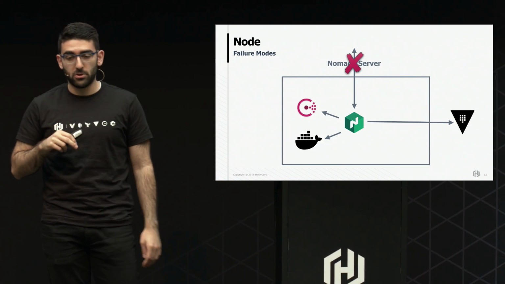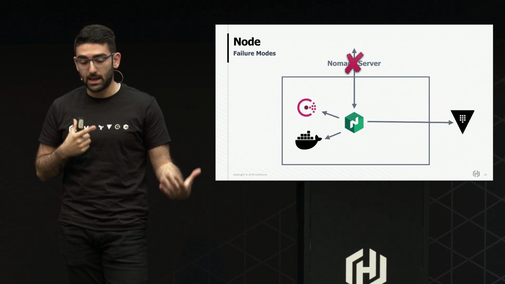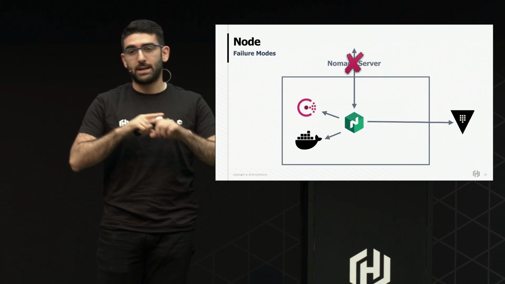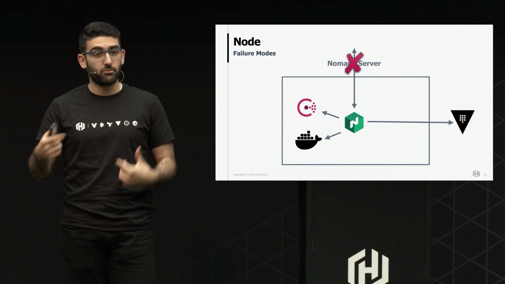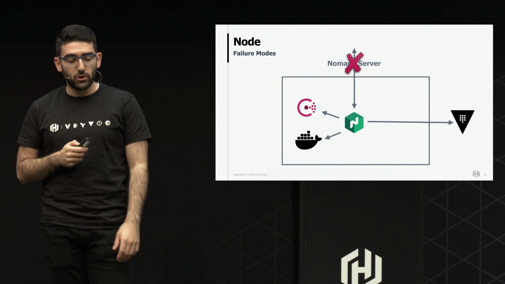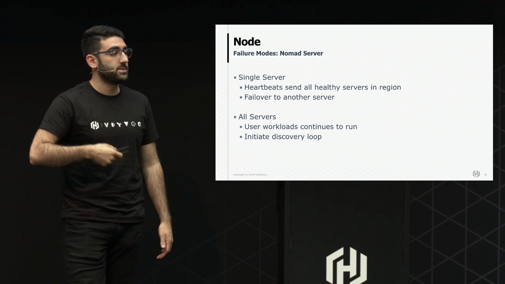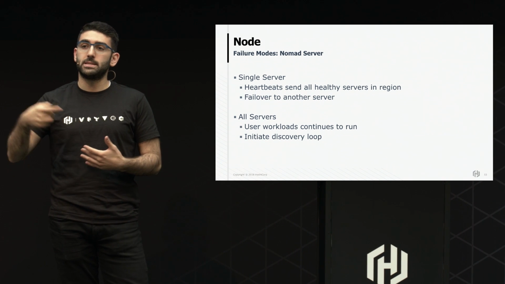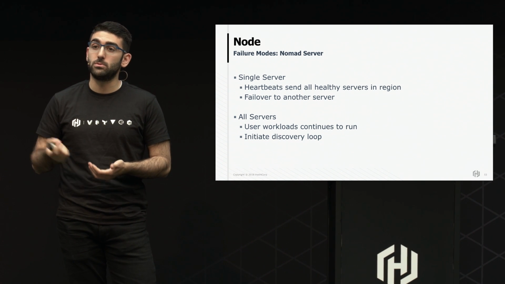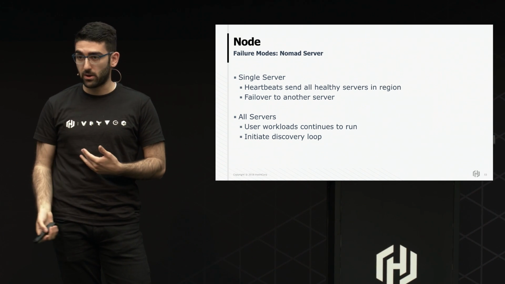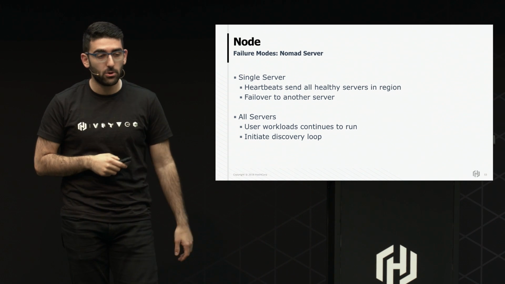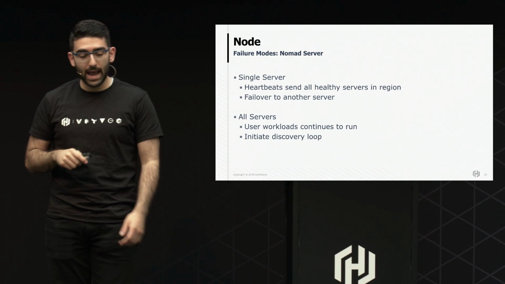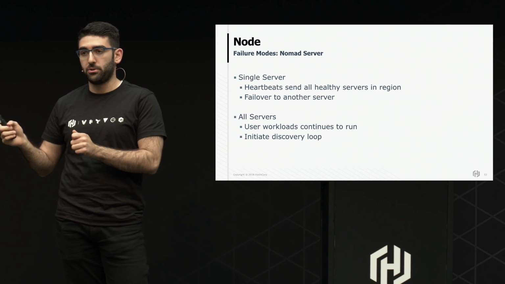So we also model, from the client node perspective, failures of Nomad servers. So that's the control plane we talked about, usually 3 or 5 servers. Nomad constantly, as I mentioned, does heartbeats to the servers. And it uses the same RPC mechanism to see what jobs it should be running or stopping. And so if one of those RPC connections fail, we can actually fail over to another healthy server.